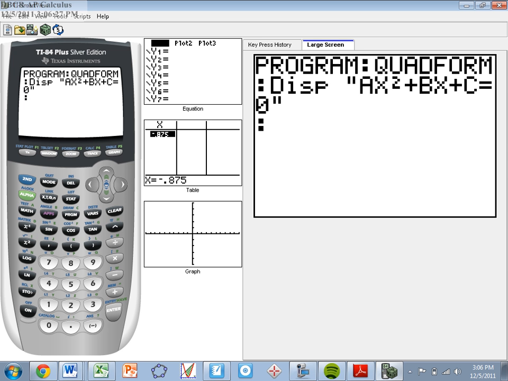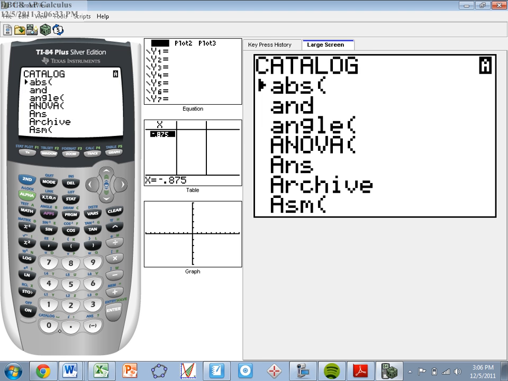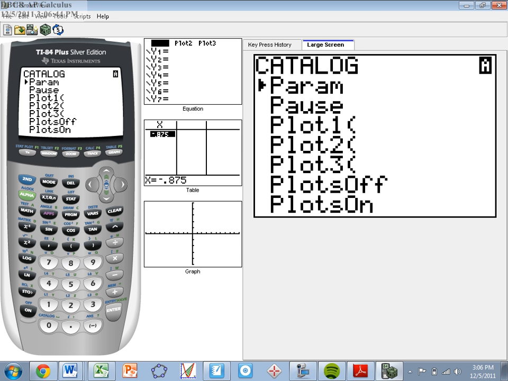So the way that works is the following. Press second catalog, open up your catalog, and now go down to the letter P. So hit the P on the keyboard, which is the number 8. 8 will jump you to P. Now go down further and look for the word prompt, P-R-O-M-P-T.